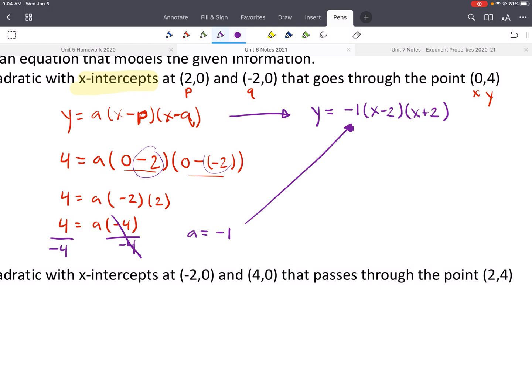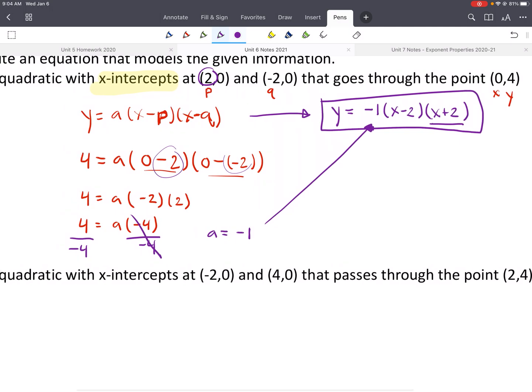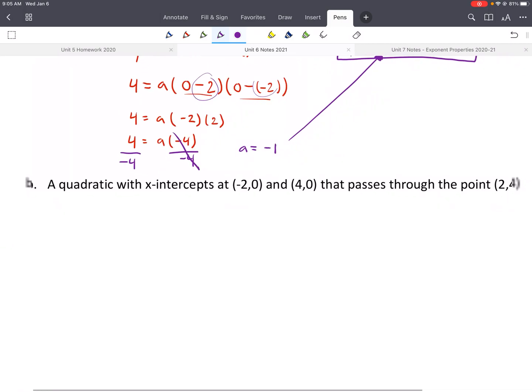So this was x minus p, x minus 2, and then here that was x minus a negative 2, which gives us a positive 2. And then we're all done. That's all we need to do. We're going to be doing the exact same thing for our next lesson, except it's going to be in word problem form. So do your very best to make sure you've got this, and it will make our next lesson a lot easier. All right, so I'd like you to try B by yourself.